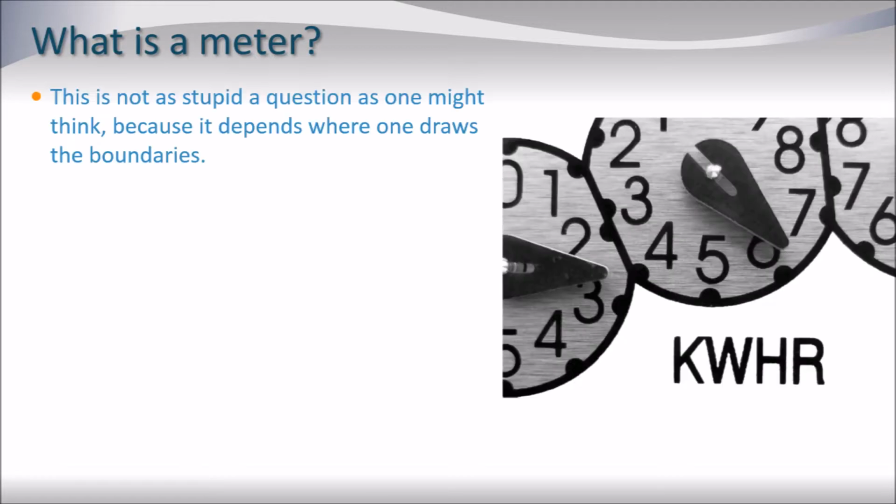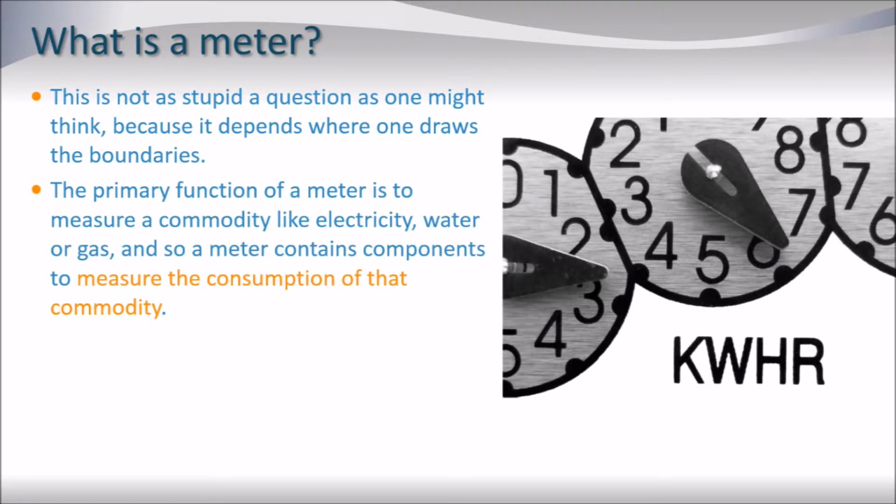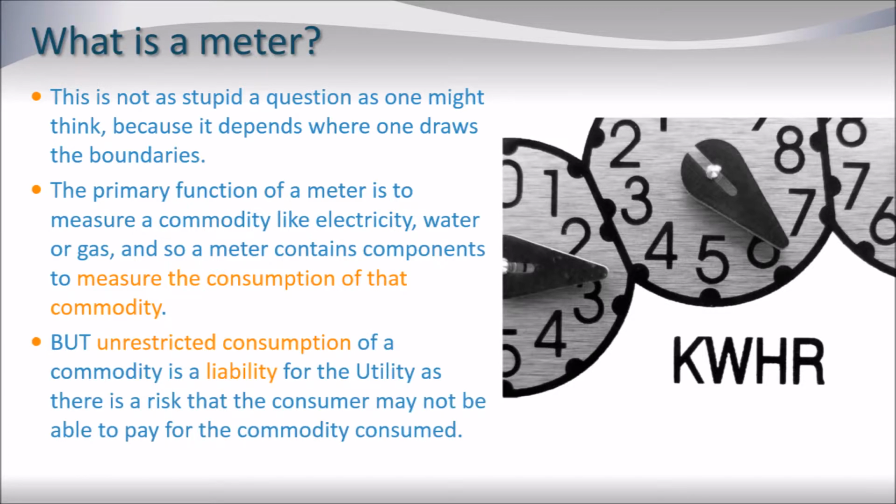Let's ask the question again, what is a meter? This is not as stupid a question as one might think, because it depends upon where one draws the boundaries. The primary function of a meter is to measure a commodity like electricity, water or gas, and so a meter contains components to measure the consumption of that commodity. However, unrestricted consumption of a commodity is a liability for the utility, as there's a risk that the consumer may not be able to pay for the commodity consumed.